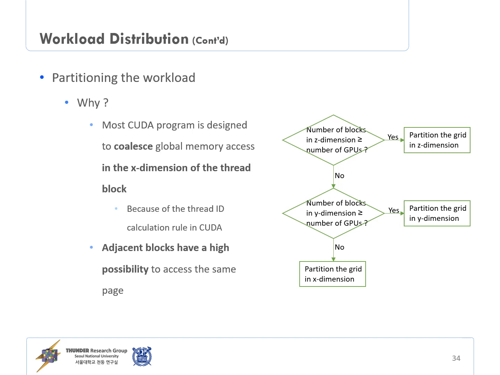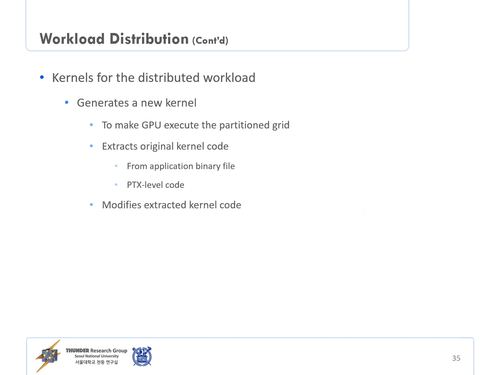Thus, it is desirable to have contiguous thread blocks in X dimension in a partitioned chunk of blocks. After partitioning the grid, we need to make each GPU execute the partitioned grid, not the original grid. To do this, SnuRHAC generates a new kernel based on the original kernel code. It extracts original kernel code from the application binary file and modifies it.